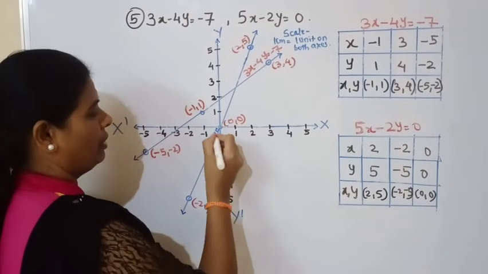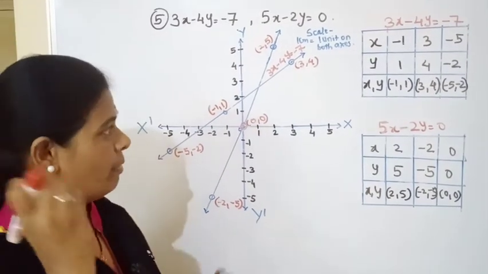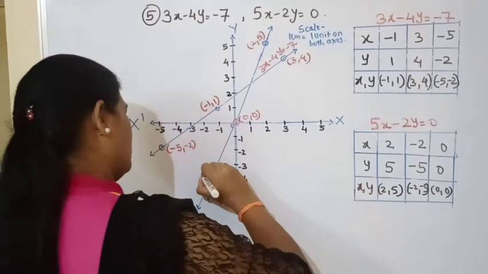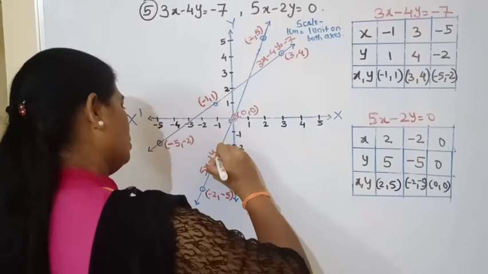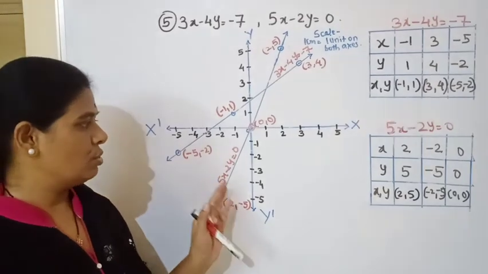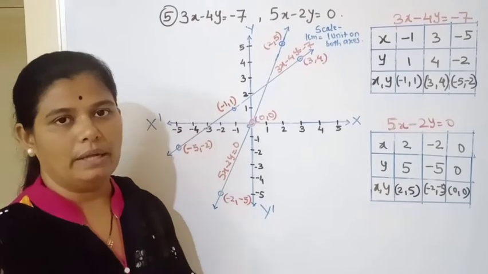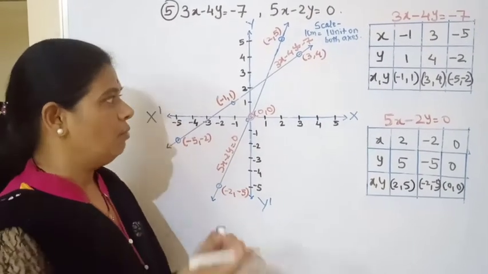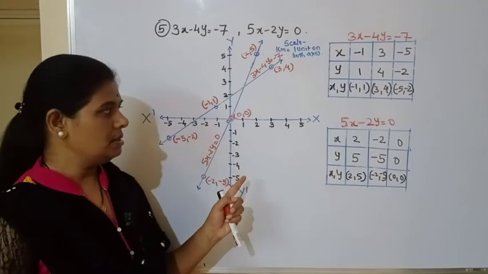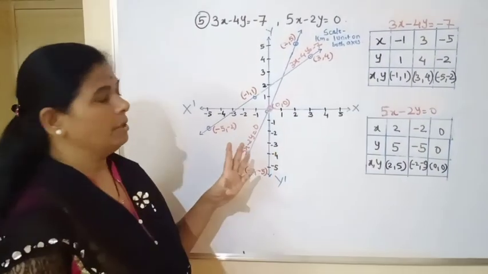So this is our third point, 0 comma 0, and we have to join all the 3 points by drawing a single line. Now this line is of which equation? 5x minus 2y equal to 0. So we have to write the equation on the line. It's very compulsory. If you forget to write the equation on the line, then the examiner will not understand which line is of which equation. So it's very important that you draw the lines and write the equation on those lines. Okay, now we have completed the fifth sum.